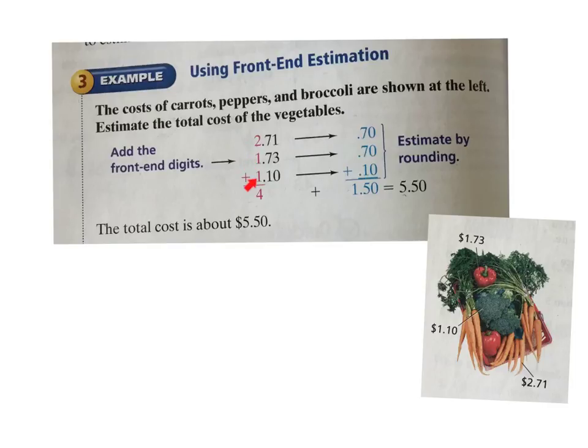2, 1, 4, 2, 2, 1, 1, and you get 4. Estimate the back. 7, 7, 1, right? 70 cents, 70 cents, 10 cents, $1.50. Add that to the 4. 550 is your estimate here. Takes a little more work, but again, you don't do the actual adding, right? But total cost about 550. There's a picture of those vegetables if you're curious. So again, front-end estimation. Add the fronts, estimate the backs, put the two together.